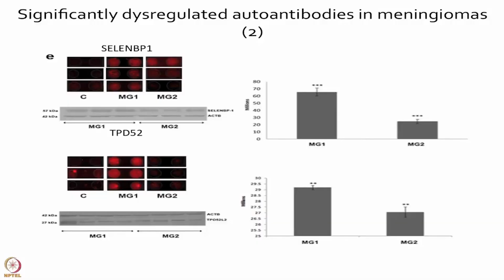Further, we looked at how some of these proteins which are significantly dysregulated or altered from healthy individuals to the grade patients can also be validated using Western blot. For some proteins for which we have antibodies, we tried to validate those, and especially if you see selenium binding protein 1 and TPD52, we tried to validate their levels using Western blots, and we found quite similar trends in both the array platform as well as the Western blot images.